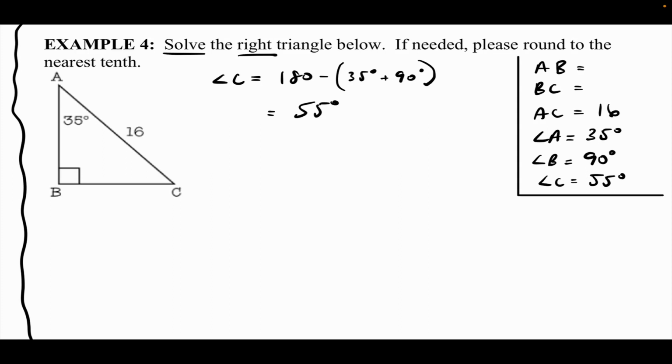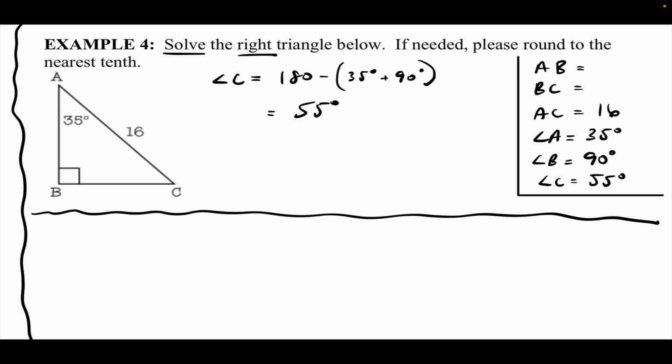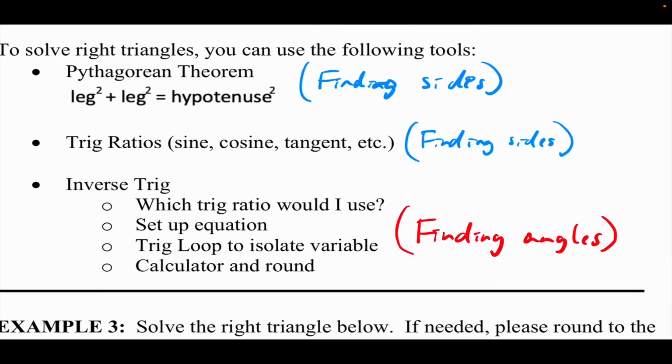Got 2 more. So now I got to find AB and BC. Doesn't matter which one you start with, but I need to find sides, right? So if I need to find sides, I'm either going to use Pythagorean theorem or sine, cosine, tangent. Why is Pythagorean theorem not okay for this one? I only know one side, right? So I have to use the trig ratios. Okay, all right.